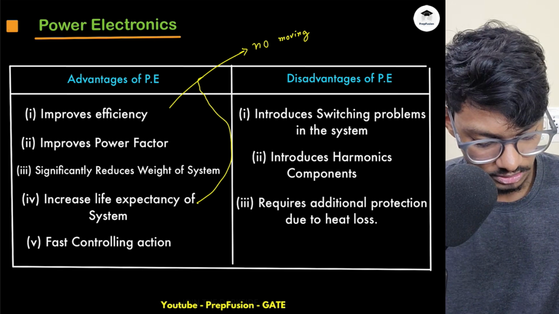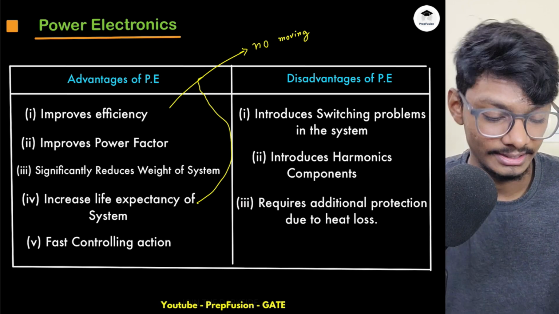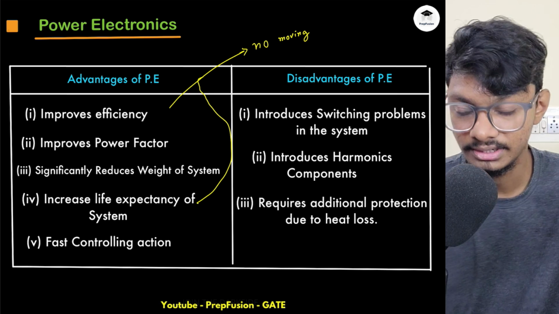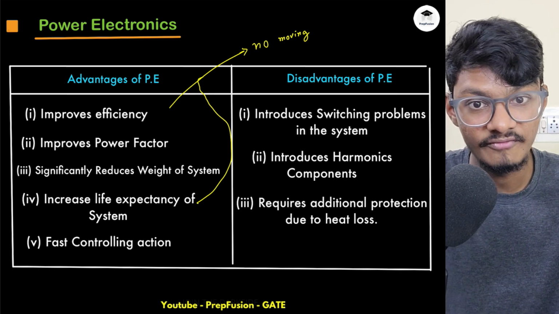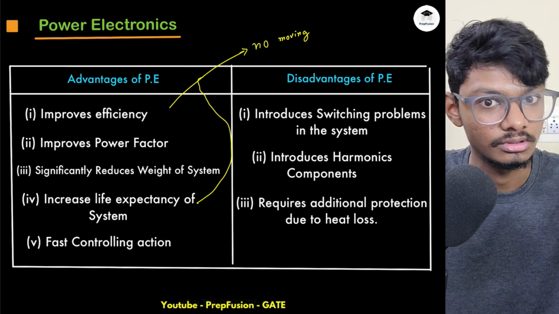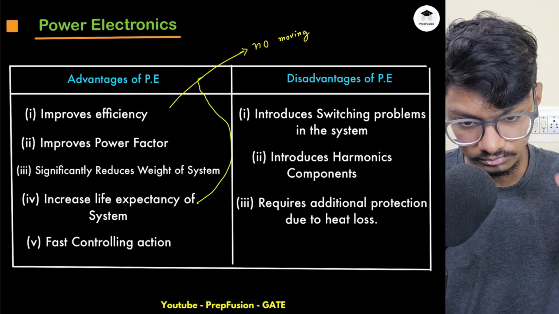Next, it requires additional protection due to heat loss. In power electronic devices, they are turned on and off, let's say, 1000 times every second, or every 5 seconds, or every 10 seconds. And during turning on and off, although this is not a mechanical switch, what is happening?